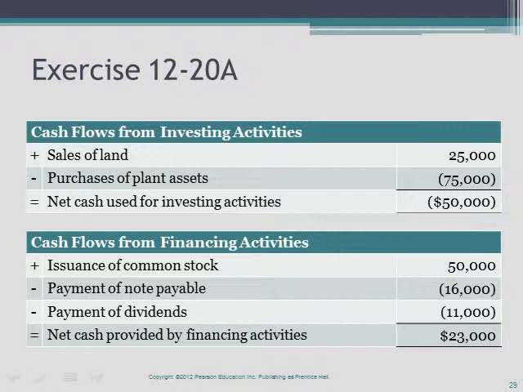Next we move to the financing activities, where we see that there were proceeds from issuance of common stock, a positive $50,000. We paid a long-term note payable, a reduction of cash, of $16,000, and we paid dividends, a reduction of cash, of $11,000, to get to net cash provided by financing activities of $23,000. At this point, we have solved for the net cash from operating activities, investing activities, and financing activities.